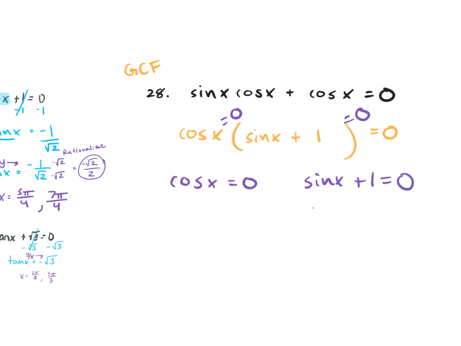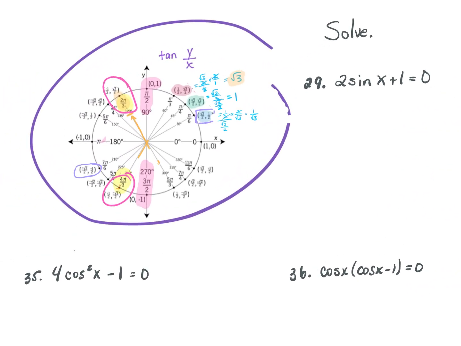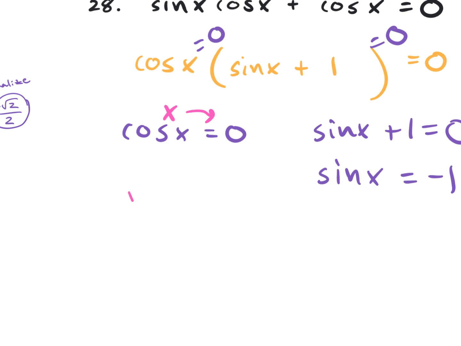I'm going to solve the sine one because we have to subtract 1 to move it to the other side. So we get sine all by itself. So sine of x is equal to negative 1. Now let's look at our unit circle. Cosine tells us we have to look for what? The x value. We want to see where do we have our x value of 0. Where would that be? 90 and 270, so pi over 2 and 3 pi over 2. So x is equal to pi over 2 and 3 pi over 2.